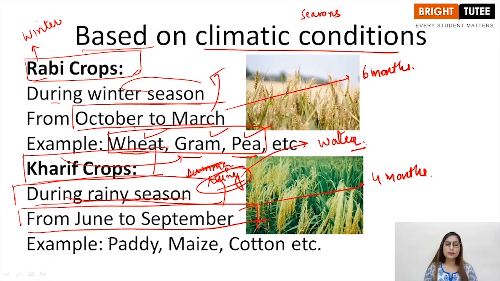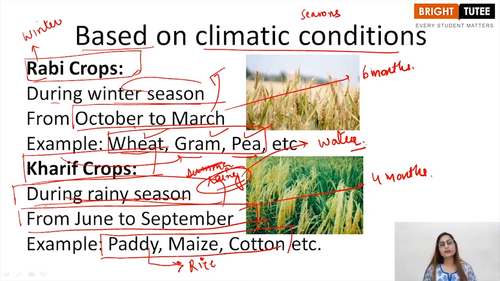And examples can be paddy, maize and cotton. Students, paddy is basically rice. Rice is known as paddy when we talk in agricultural terms. They require a lot of water to be grown. Paddy, maize and cotton, right? These are Kharif crops. So on the basis of climatic conditions, we divide our crops into two major categories.